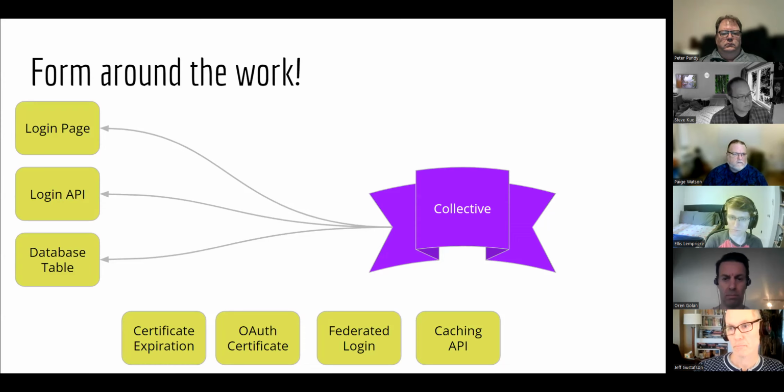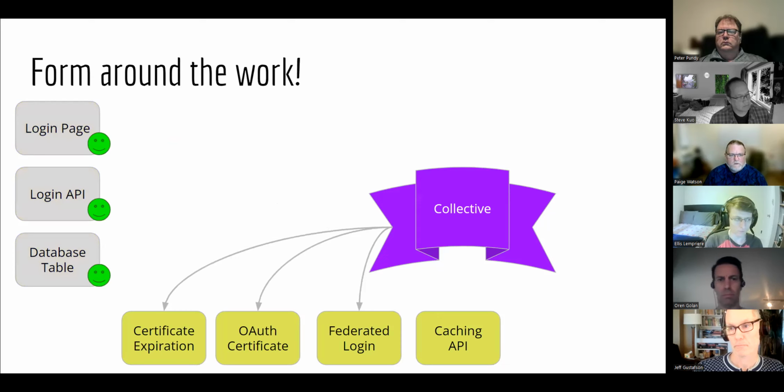And so once we would do this in the iterations, once that value cycle finished, then the collective would move on to the next most important work.